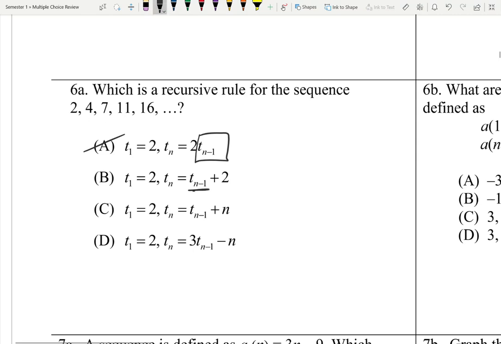Let's look at this one. This is saying we're going to take our previous term and add 2 to it. So if we're at 4, 2 plus 2 makes 4. But if we're at 7, 4 plus 2 does not make 7. So that one doesn't work either.